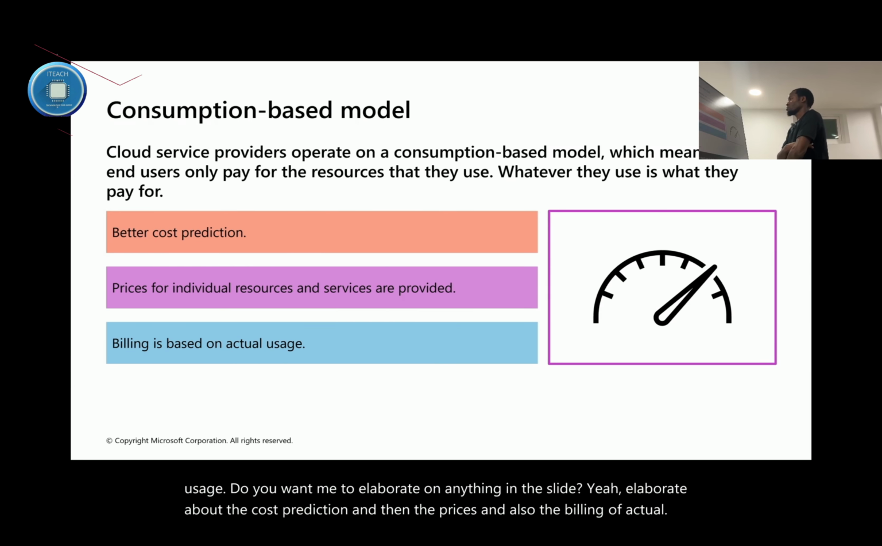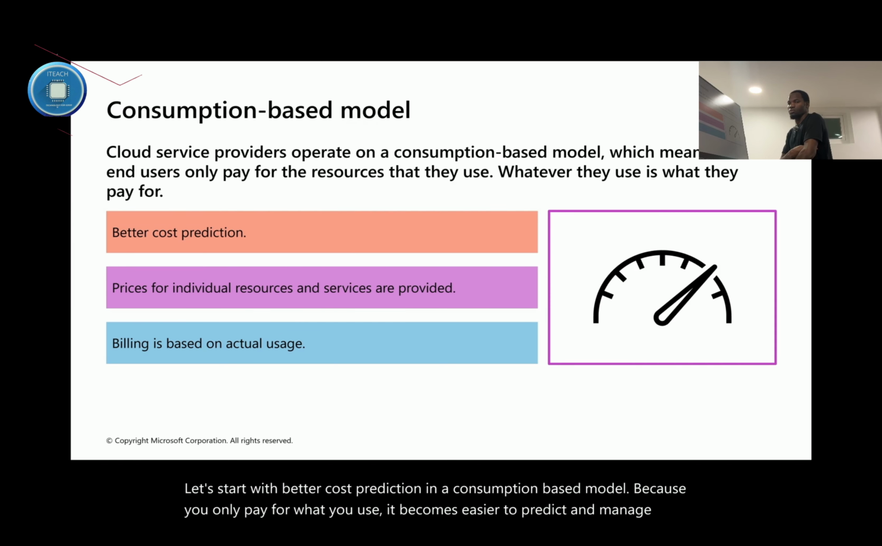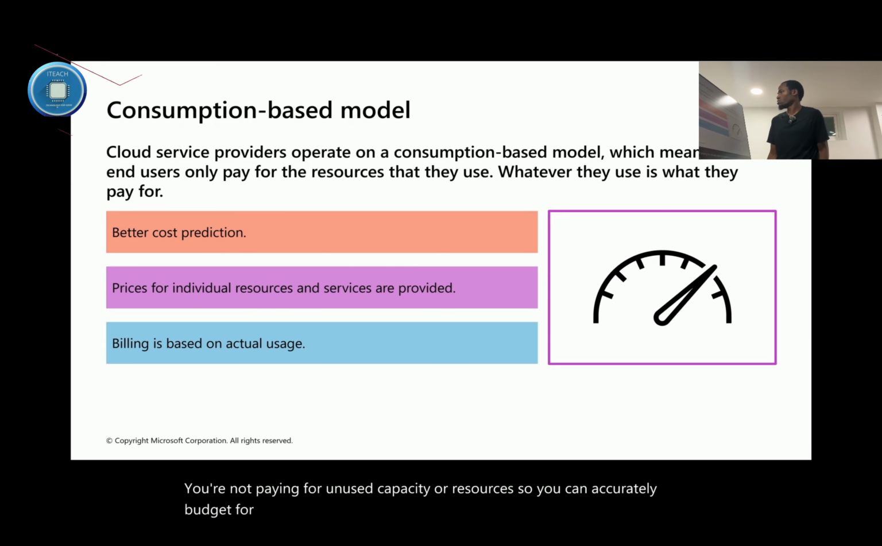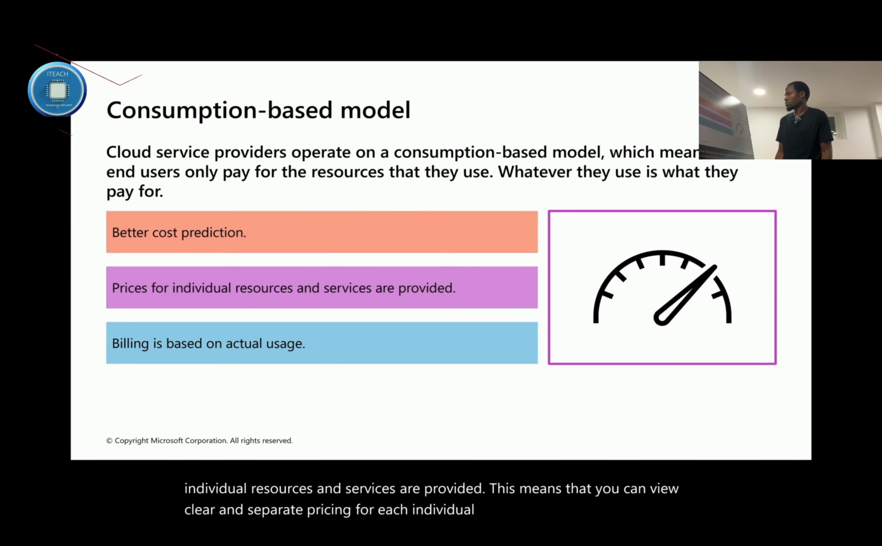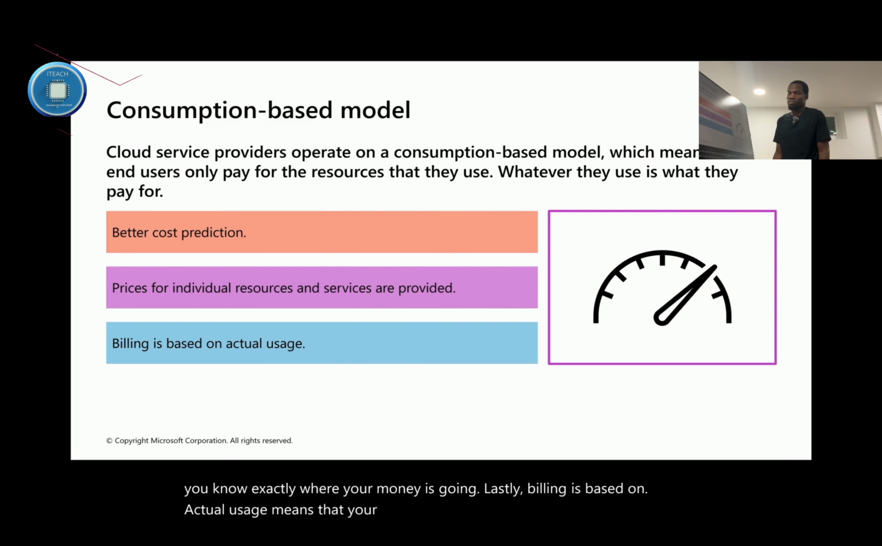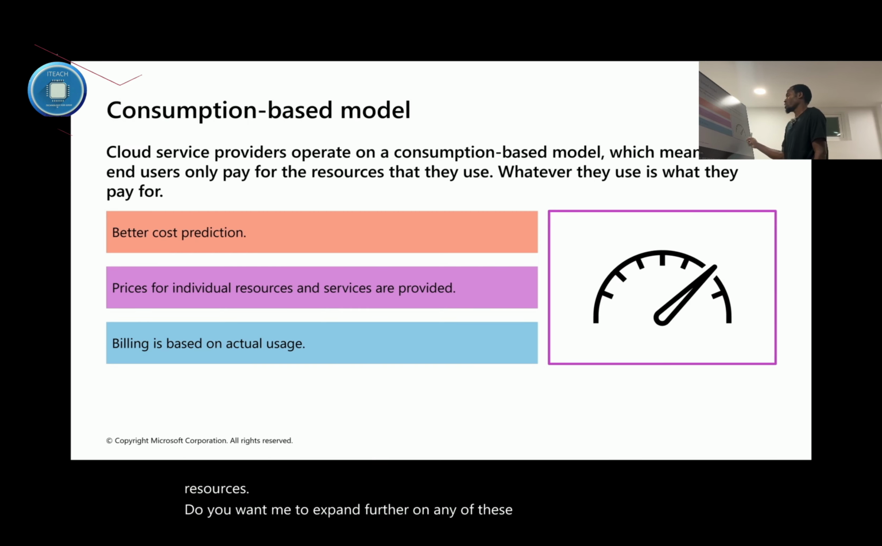Let's start with better cost prediction. In a consumption-based model, because you only pay for what you use, it becomes easier to predict and manage costs. You're not paying for unused capacity or resources, so you can accurately budget for your cloud consumption. Next, the slide mentions prices for individual resources and services are provided. This means that you can view clear and separate pricing for each individual resource and service you use, so you know exactly where your money is going. Lastly, billing is based on actual usage, which means that your bill reflects your real-time consumption of the resources. Do you want me to expand further on any of these points? No, we're good. Let's move on next.